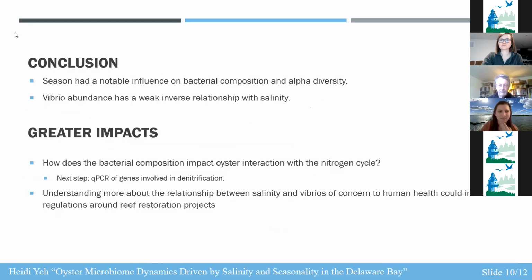In conclusion, season had a notable influence on the bacterial composition and alpha diversity of oysters. Past work shows that there are denitrifying bacteria as part of the oyster microbiome, indicating a potential role in the nitrogen cycle, which I plan to explore with qPCR analysis of genes involved in denitrification.